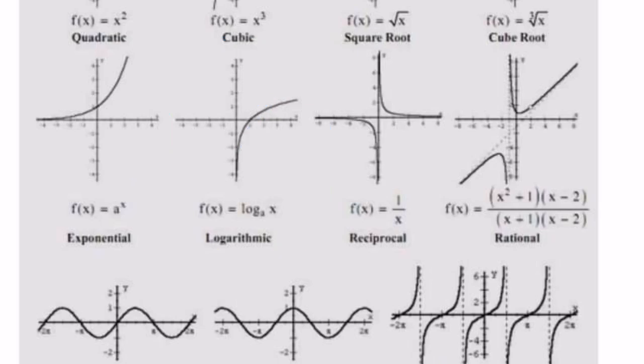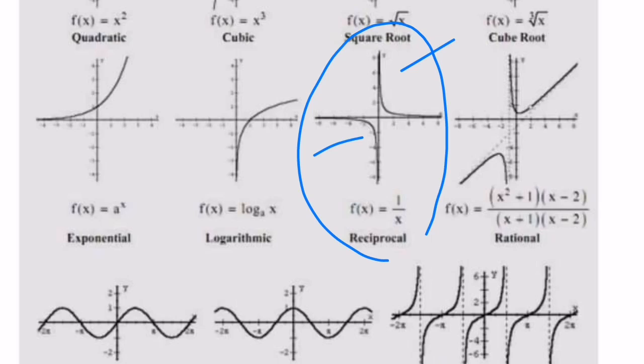Another function is the reciprocal function or the hyperbolic function. Actually, this is the graph of a rectangular hyperbola. This graph contains two branches. One branch opens in the first quadrant and another branch opens in the third quadrant. Rational function like this: the graph of this function contains two branches, which is a hyperbola.